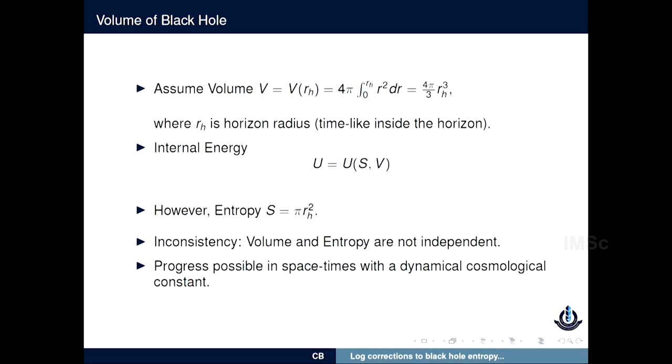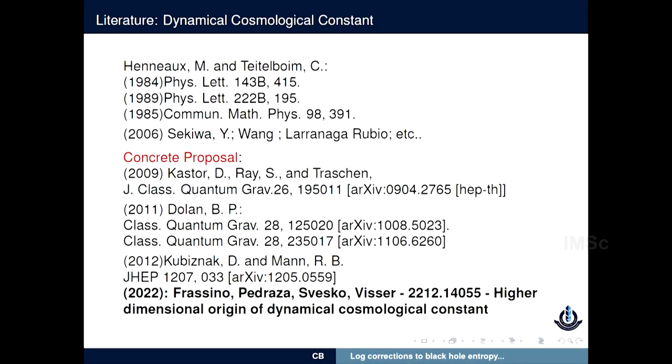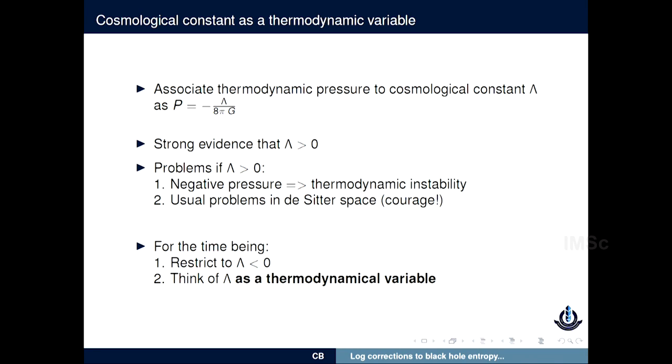So the idea is that some progress can be made in space-times where you have a cosmological constant, and particularly if you can think of the cosmological constant as a dynamical variable. Now the idea of a dynamical cosmological constant is not new. In fact, there have been several works in the literature where this idea has been floated, more recently in this work which just appeared last week on arXiv. So the idea is you associate a pressure to the cosmological constant in this fashion.